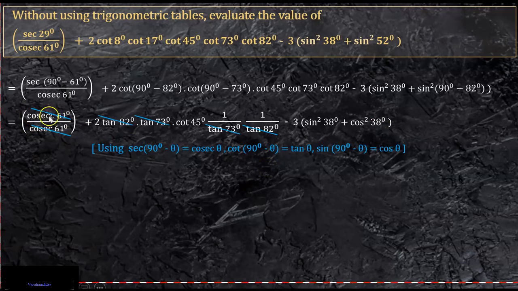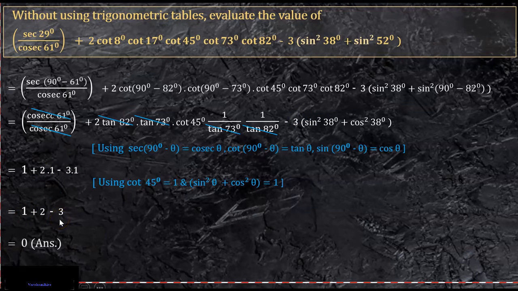Now discussing the common part. Here also tan 82, tan 82, and there is another one on the upper and lower part, tan 73 degree and tan 73 degree, and this part will become 1. So here it is 1, it is 2 cot 45 degree. Now cot 45 degree equals 1, and after minus it is 3, because this part is becoming 1, sin square theta plus cos square theta equals 1. So the answer is 1 plus 2 minus 3. That means 0 is the answer.